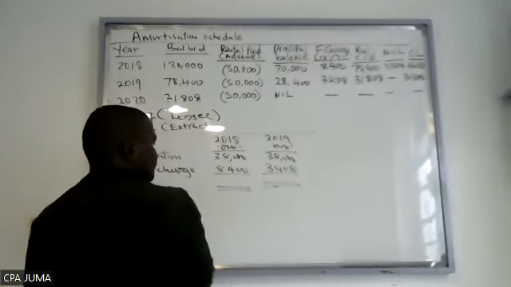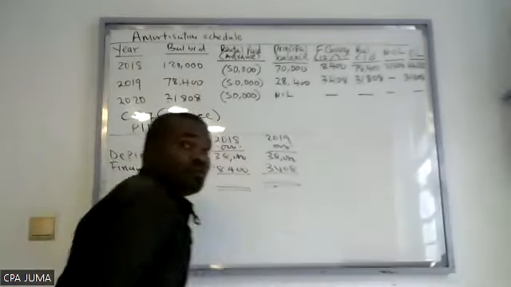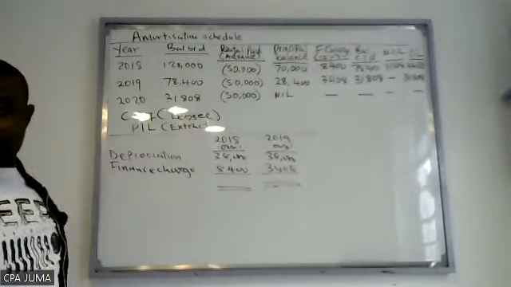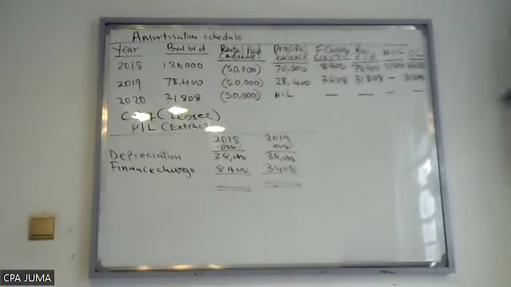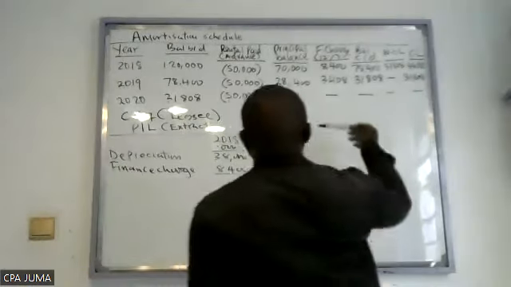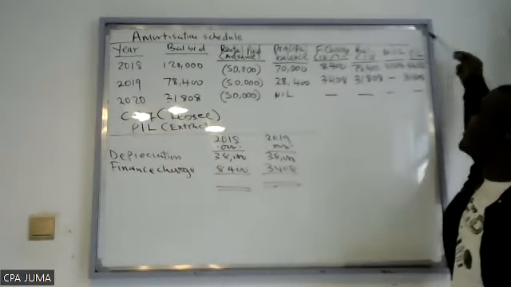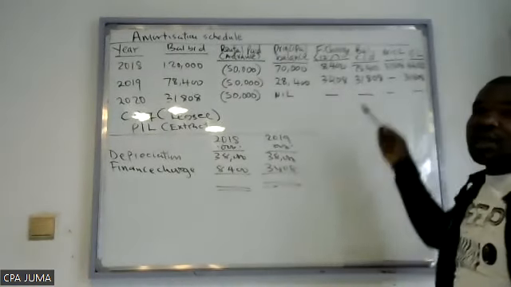Even if it was in the books of the lessor, the same amortization applies, there is nothing which will change. The only things which will change are the wordings: rental receipt, finance income, non-current asset, current asset. Figures are the same.